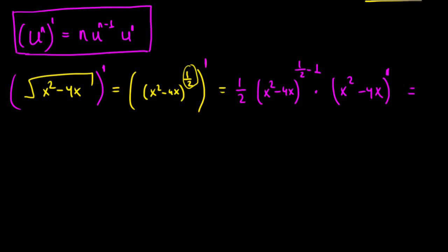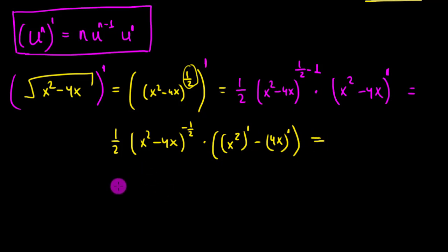What will it be? Then here you have 1 over 2 times x squared minus 4x to the power of minus 1 over 2. And then what you have here means you have to find the separate derivative of x squared, and then the derivative of 4x.